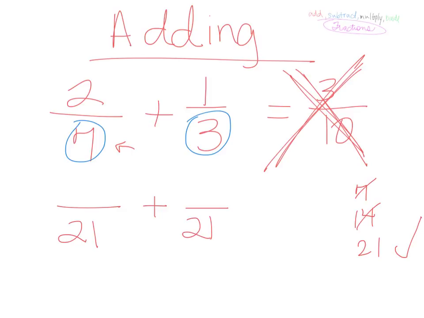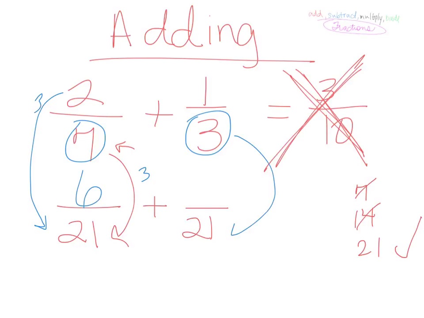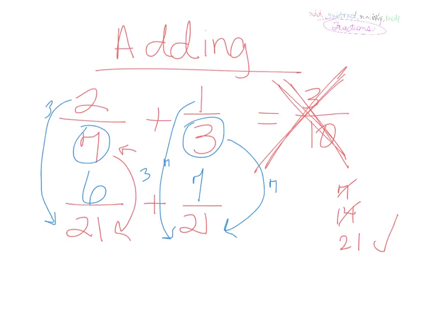Now, 7 times what gets 21? 3. 3 times 2 is 6. 3 times what gets 21? 7. 1 times 7 is 7. Okay, so our new problem now looks like this. 6 over 21 plus 7 over 21.